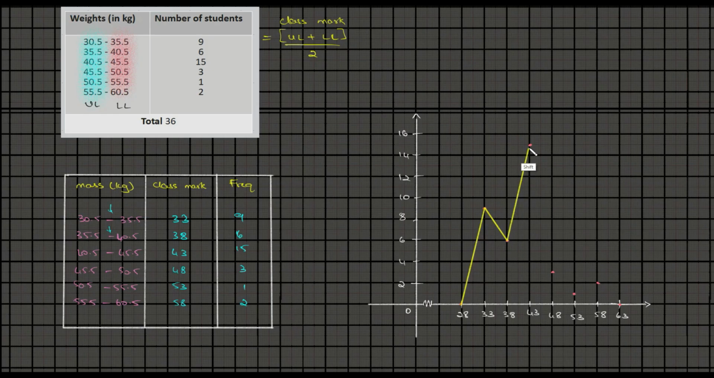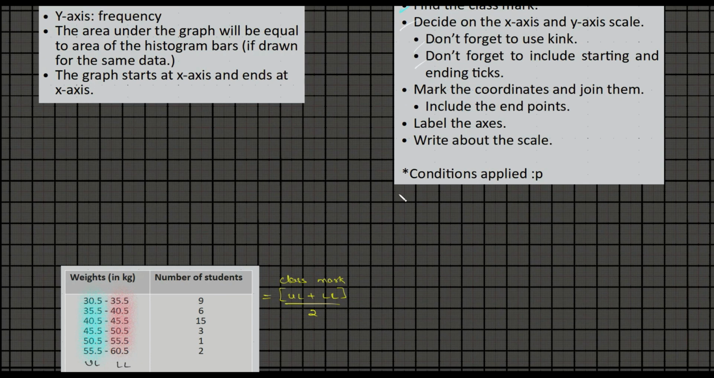So basically it should look like a mountain. You need to start from the ground up, move up and end with the ground. So that's why we need to mark this. Okay, I hope it made sense now. So why do we need to include it? Just remember it has to look like a mountain, that's all.